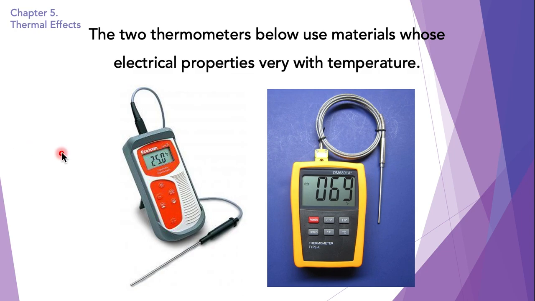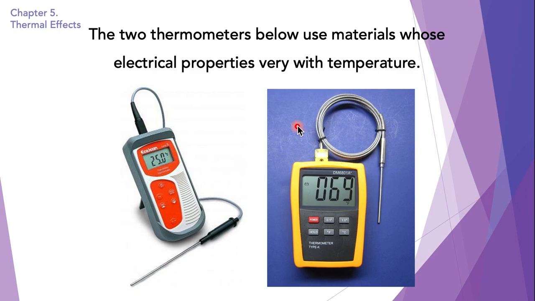So here we have a thermistor. This is a thermistor thermometer. The thermistor is a device which becomes a much better electrical conductor when its temperature rises. This means that a higher current flows from the battery, causing a higher reading on the meter.